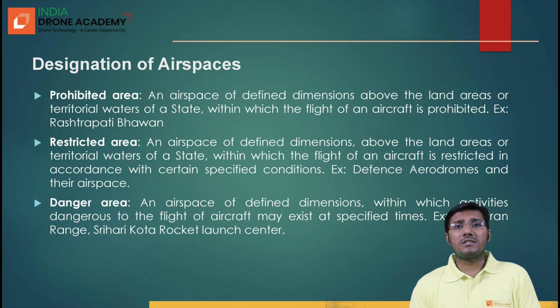A prohibited area can be defined as airspace in which the flight of an aircraft is prohibited. Prohibited means it is not allowed in any way. Example, Rashtrapati Bhavan. This is a prohibited area, and aircraft cannot fly over it. Some areas are referred to as restricted areas. Restricted areas can be defined as airspace of defined dimensions within which the flight of an aircraft is restricted with certain conditions.